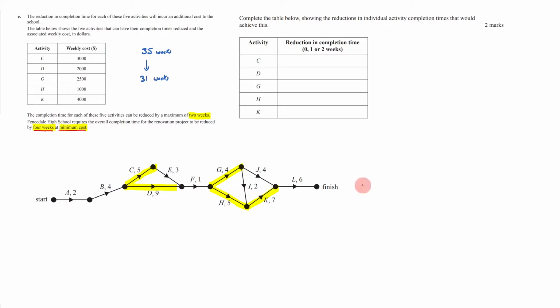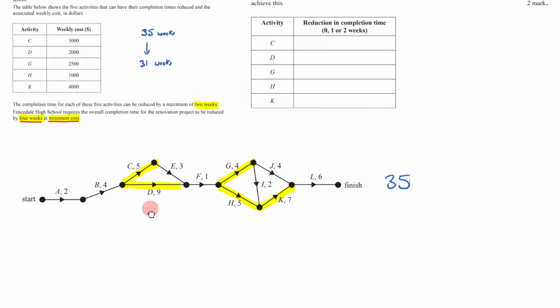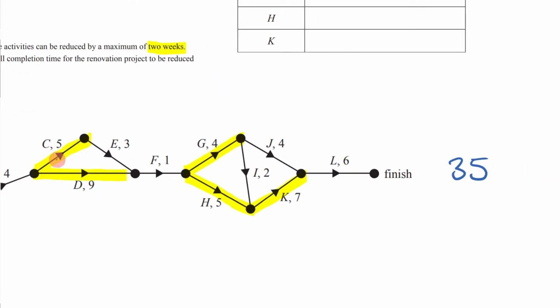We know that at the moment, the minimum completion time is 35 weeks. Well, how could I reduce this? Well, let's just reduce 1 week at a time, and that way we can really count up the cost each time as well. Okay, so looking first at this portion right here. Here, I know that 5 and 3 is 8, meaning CE takes a total of 8 weeks, when just through D takes 9 weeks to complete.